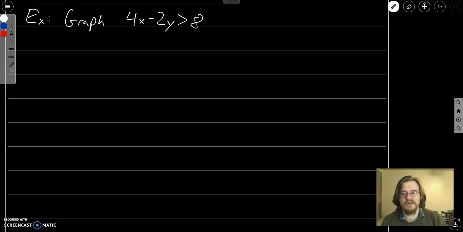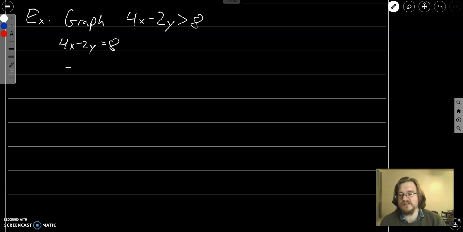So let's graph 4x minus 2y is greater than 8. First things first, we need to look at the line that separates our two half planes. So we're just going to go ahead and put an equal sign in between here. So this is the first step. So we need to graph this line. It'll be easiest if we put it into slope-intercept form.